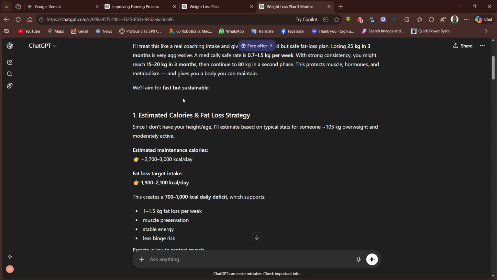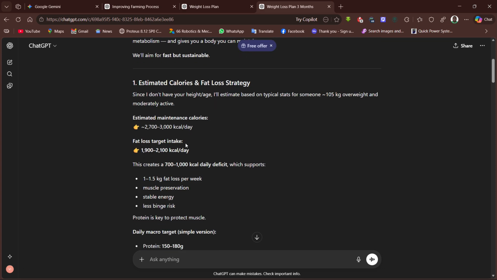You see, estimated maintenance calorie. This is the amount of calories to eat per day. Fat loss target intake. We have this, and if you don't understand anything, you can always highlight it and click on ask ChatGPT, and then you just ask it to explain it to you so you can understand.